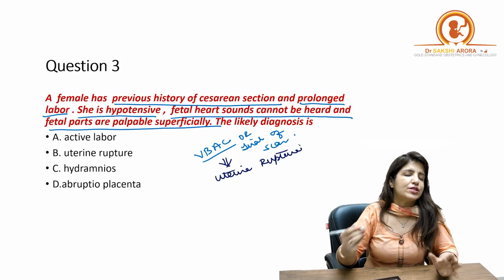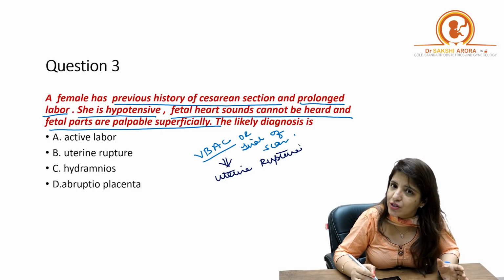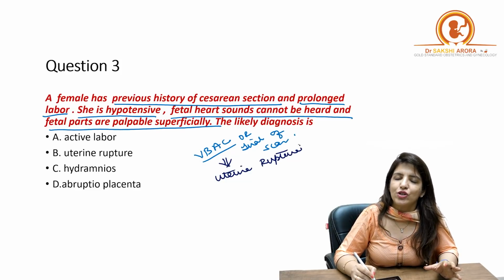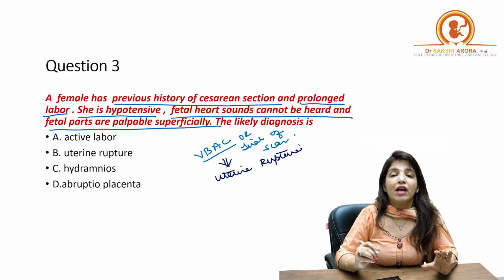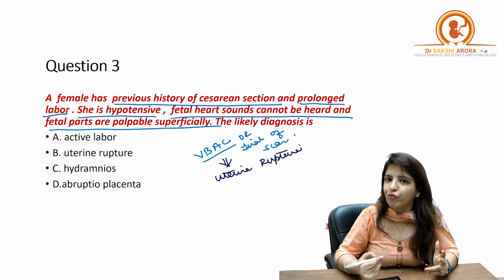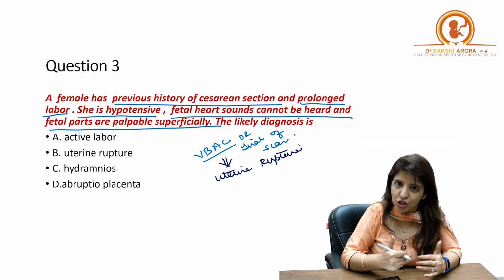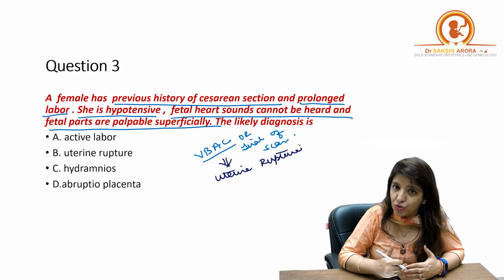Right? And how does a patient of uterine rupture present to you? A patient of uterine rupture is going to present to you with pain in abdomen. There will be fresh bleeding from the vagina whenever the uterus ruptures. There will be hematuria.